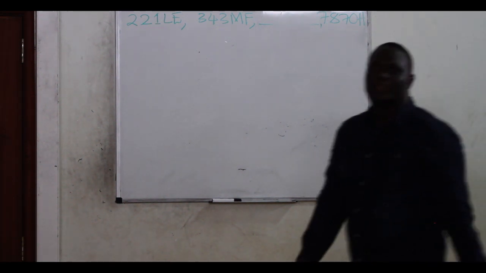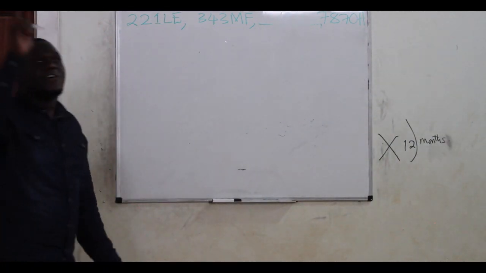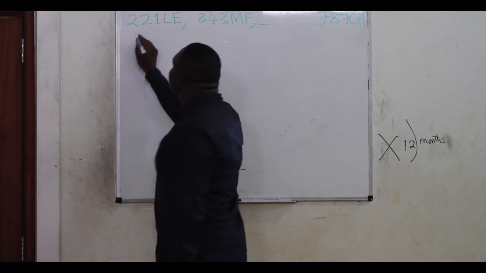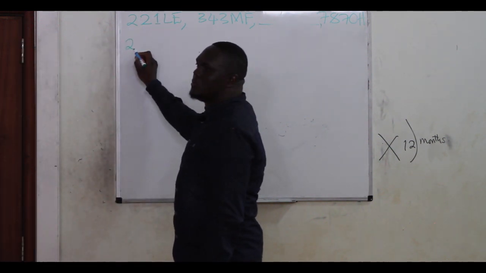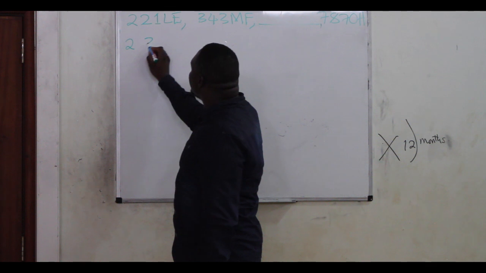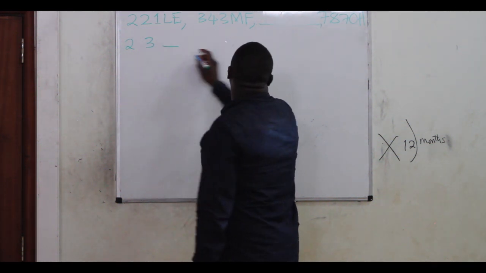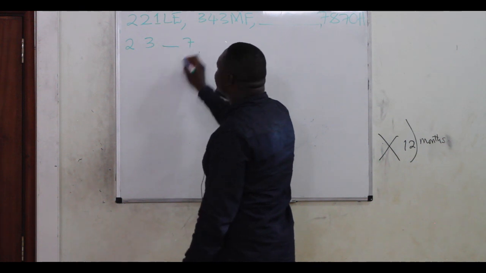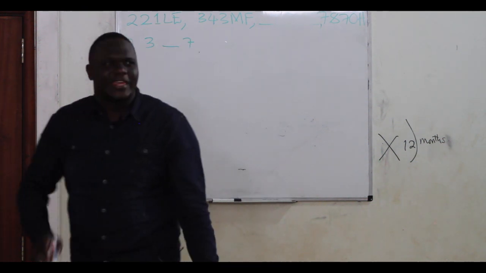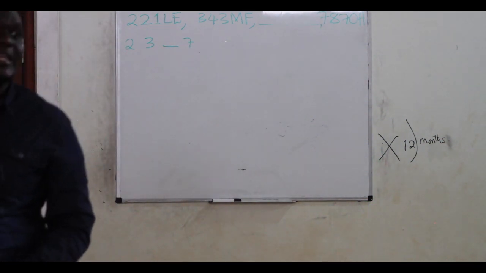Let's begin by looking at this. Let's look at the numbers in first position. Numbers in first position, there is a 2. The number in the first position, there is a 3. The number in first position here, nothing. And the number in the first position is 7. Can you in any way get a relationship between 2, 3, dash and 7?